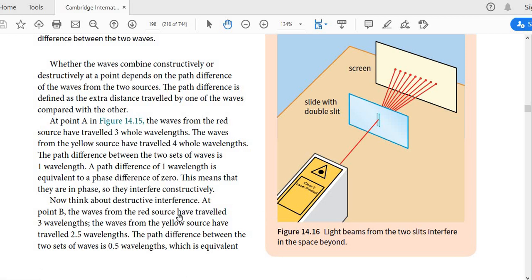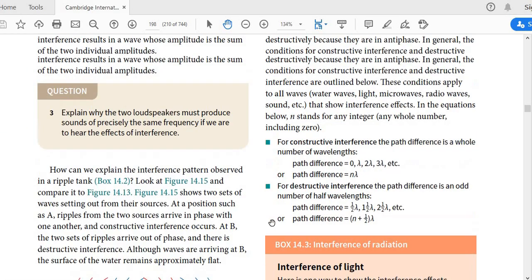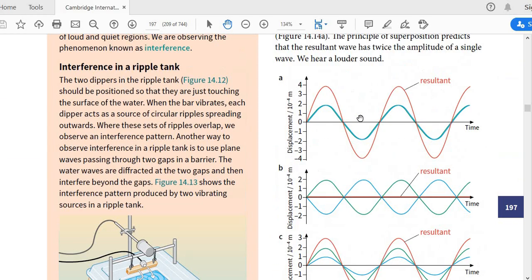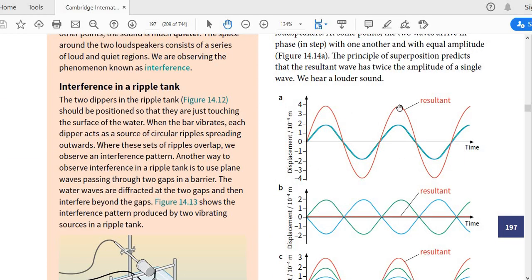At point B, the waves from the red source have travelled 3 wavelengths. The waves from the yellow source have travelled 2.5 wavelengths. The path difference between the two sets of waves is 0.5 wavelengths, which is equivalent to a phase difference of 180 degrees. If you look at this diagram, from here to here is one whole wavelength, one whole wave. So from the trough to the crest, or crest to trough, that is half a wavelength, or 180 degrees.